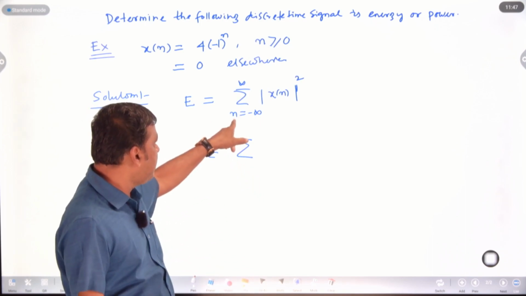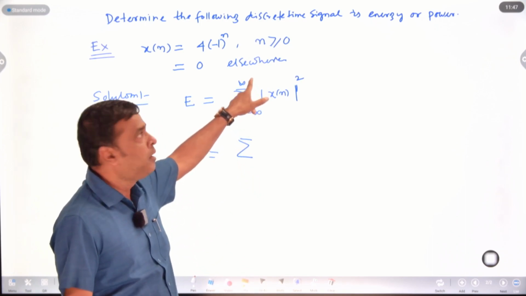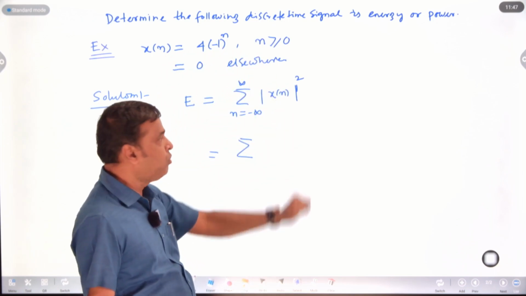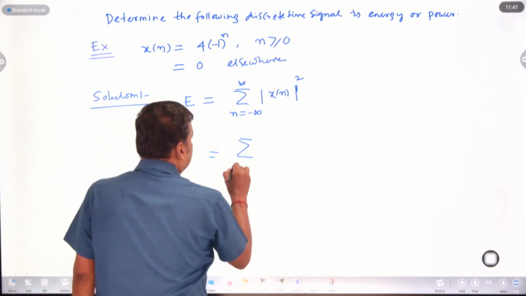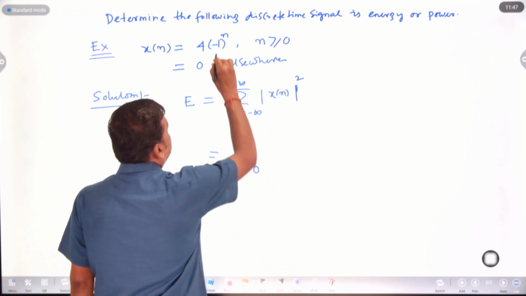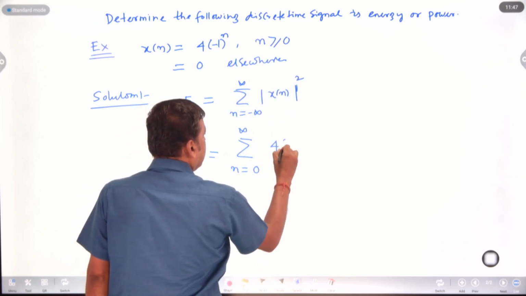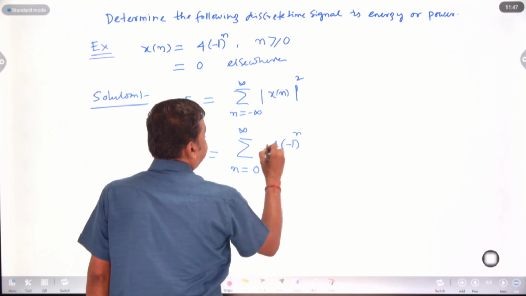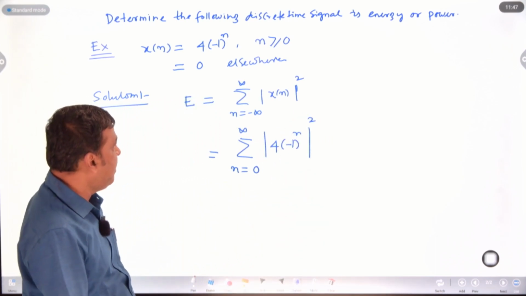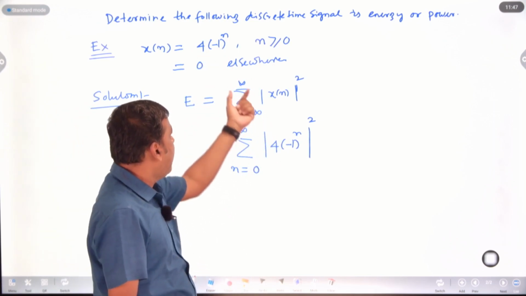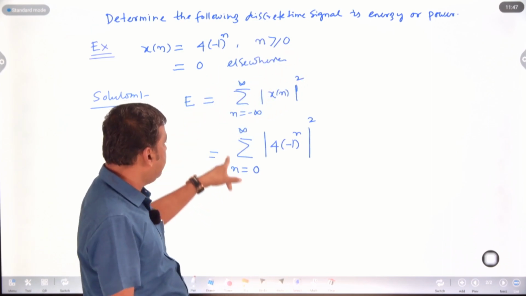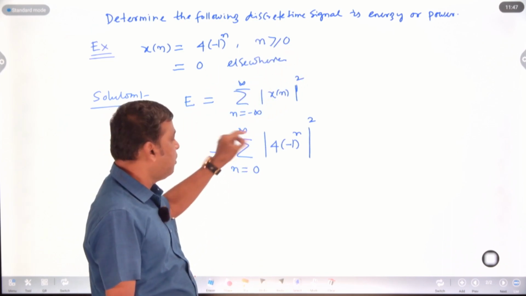Our limit is normally n equal to minus infinity to infinity, but here the sequence exists only for n greater than or equal to 0. So the limit changes to n equal to 0 to infinity of x of n squared. In place of x of n, we put 4 times minus 1 to the power n, whole squared.